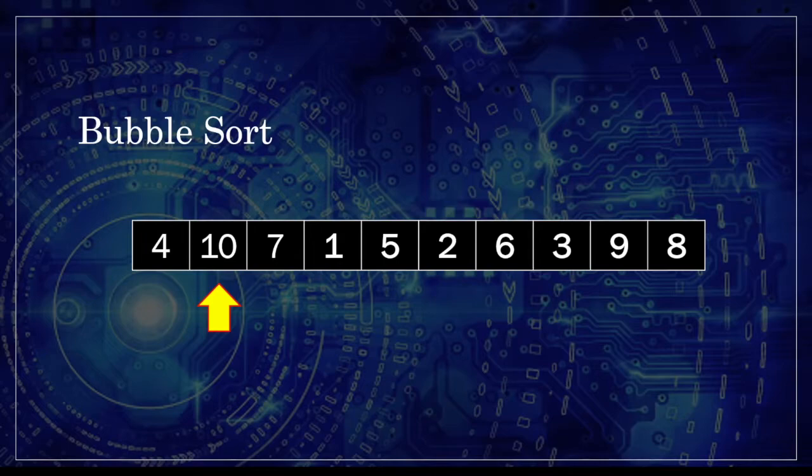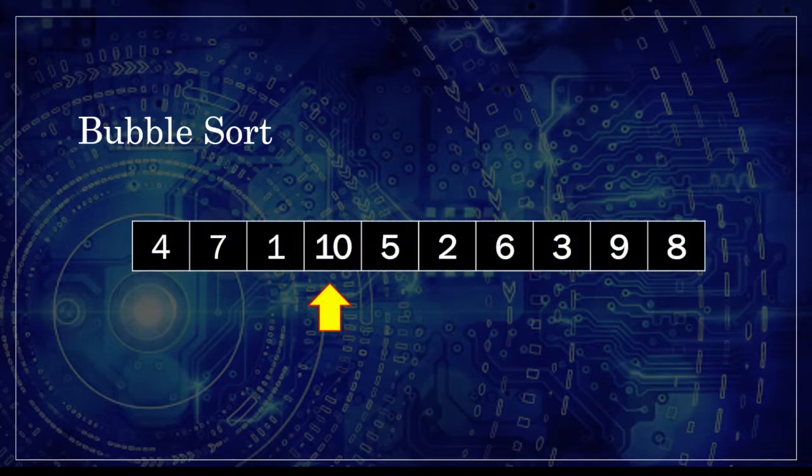Is 10 greater than 7? Yes, so let's swap the positions of 10 and 7 to have our cards look like this: 4, 7, 10, 1, 5, and so on. Next, let's compare 10 and 1. And because 10 is greater than 1, we will swap their positions to have our cards look like this: 4, 7, 1, 10, 5, etc. This step of checking, comparing, and swapping continues until 10 is swapped to the position it is supposed to be at, which in this case will be the rightmost position in our cards.